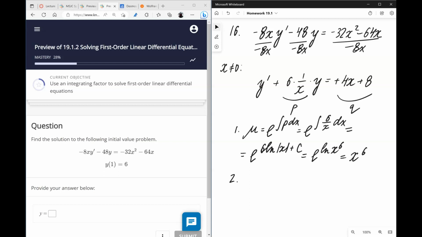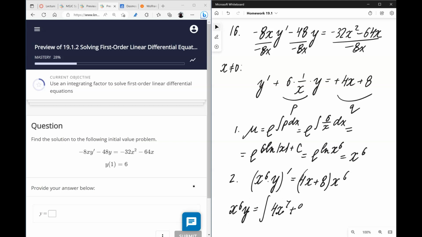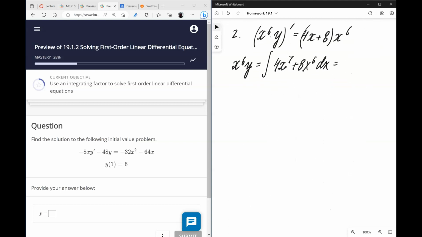Now, after we multiply both sides by x to the power 6, on the left hand side we're going to get the derivative of x to the power 6 times y, and on the right side we're going to have 4x plus 8 times x to the power 6. Now to find x to the power 6 times y, we're going to integrate. And on the right hand side I'm just going to distribute everything, which makes it a very easy integral. So we actually don't have an integral anymore, it's just a polynomial.